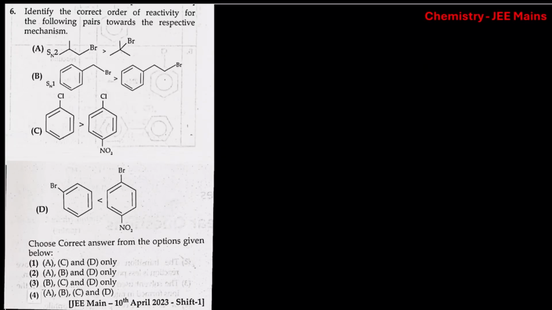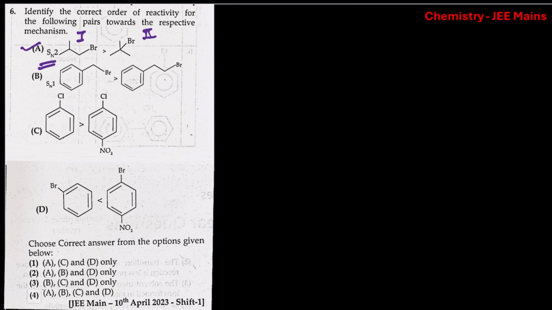Hello students. Next question. Identify the correct order of reactivity for the following pairs towards the respective mechanism. Now option A. The mechanism is SN2 mechanism and these are the two alkyl halides. Let this be alkyl halide 1 and this is alkyl halide 2. Now it is given that alkyl halide 1 is more reactive towards SN2 mechanism, or it undergoes nucleophilic substitution by SN2 mechanism more readily than the alkyl halide number 2.